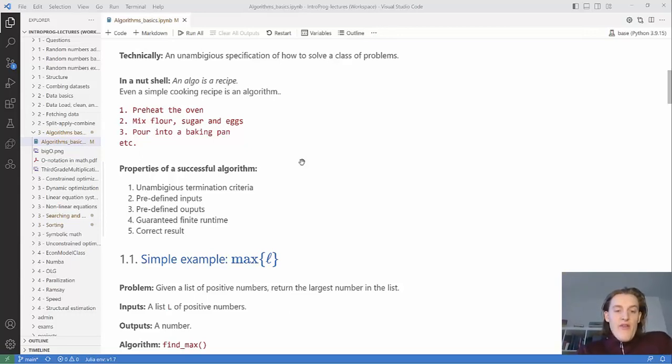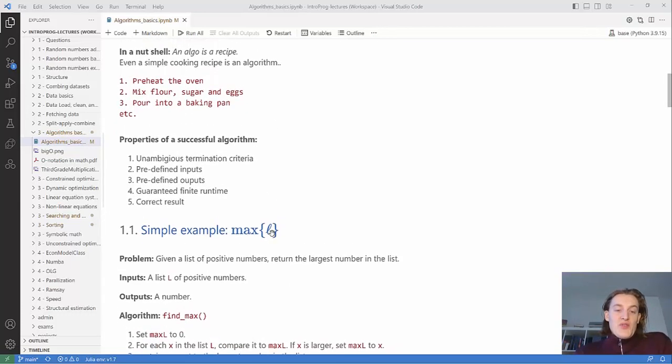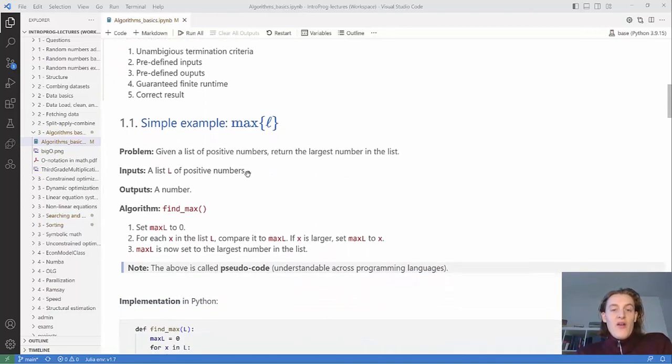You want guaranteed finite runtime. This comes back to the unambiguous termination criterion, but you also want to ensure that you either reach the termination criterion or that your algorithm knows it can solve the problem. And then of course you want the correct result out of it. A simple example is finding the maximum value in a list of numbers. And here we assume that the numbers are all positive, because that makes it easier.